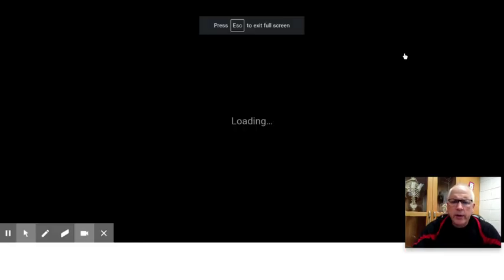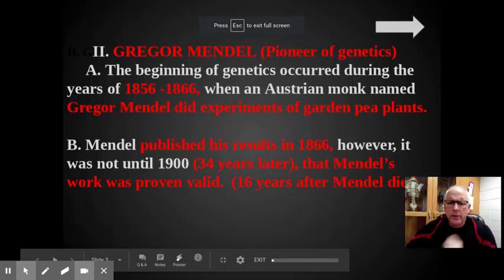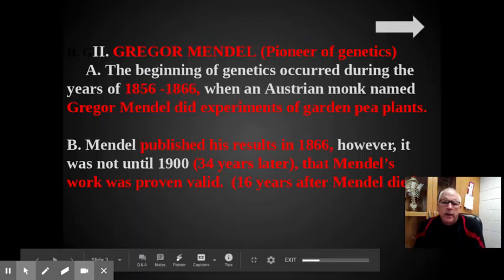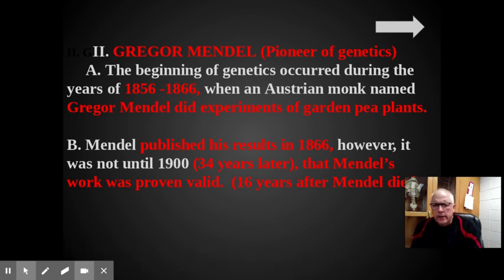Okay, so that kind of shows you a little bit about who Mendel was. If you look on my screen here, you'll notice that he is known as the father or pioneer of genetics. He kind of started all of it, which we're going to talk about him for just a little bit here. This occurred back in 1856 to 1866.